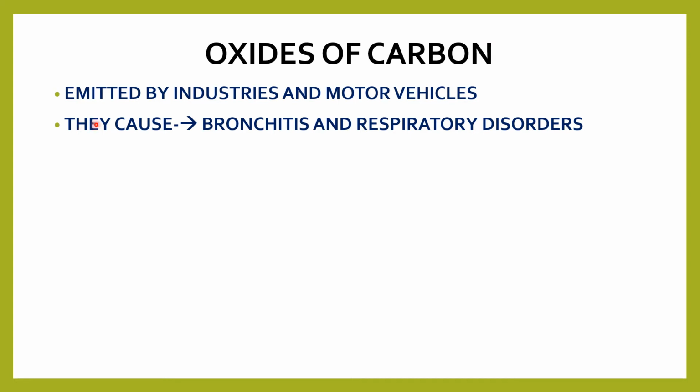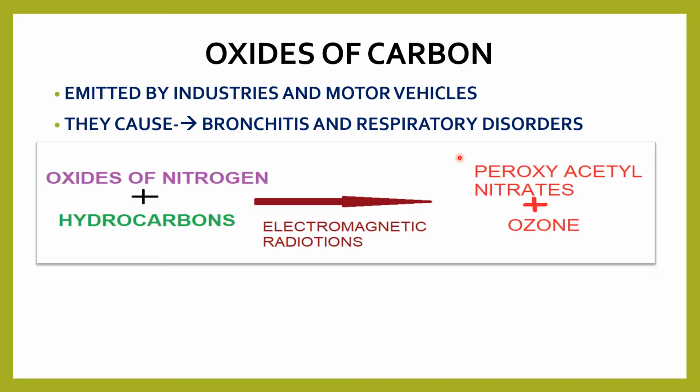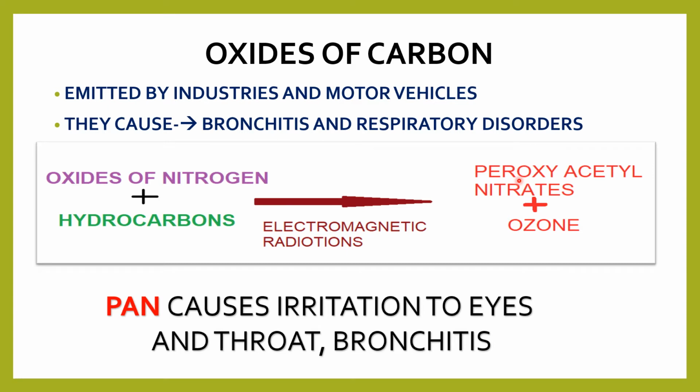The sources for the oxides of carbon are majorly the industries and even the motor vehicles. These emit both carbon monoxide as well as carbon dioxide, and these cause bronchitis and respiratory related disorders in human beings. So here one more thing is that these oxides of the hydrocarbons and even the oxides of nitrogen combine with electromagnetic radiations and result in the formation of peroxyacetyl nitrates and ozone. These two we see under the secondary pollutants. And this PAN, the peroxyacetyl nitrate, causes irritation to the eyes, the throat, and bronchitis.